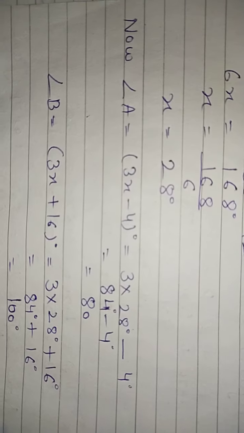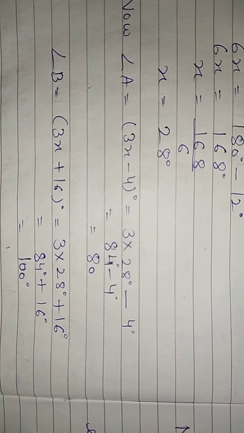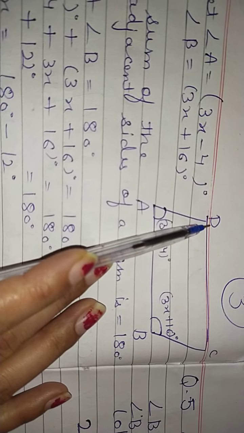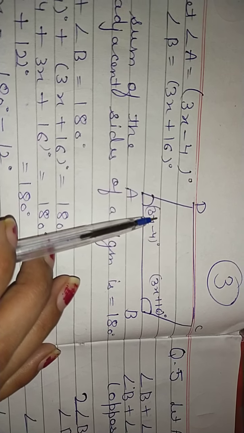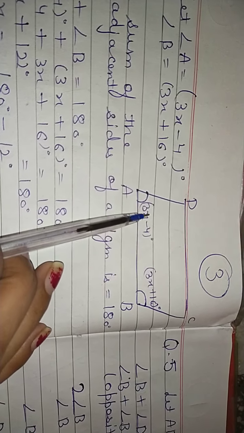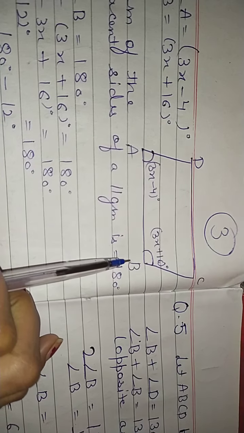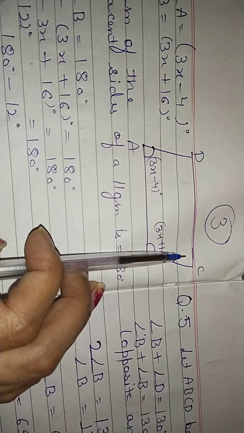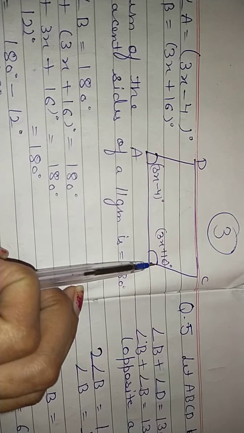Now put the value of x in the equations of angle A and angle B, and you will have the measure of angle A and B. Now you can see that angle A and angle D both are adjacent angles, so their sum will be equal to 180, and you can simply find out the value of angle D by subtracting the measure of angle A from 180 degree. Similarly, angle B and angle C both are adjacent sides, and you can simply find out the value of angle C by subtracting the value of angle B from 180 degree.